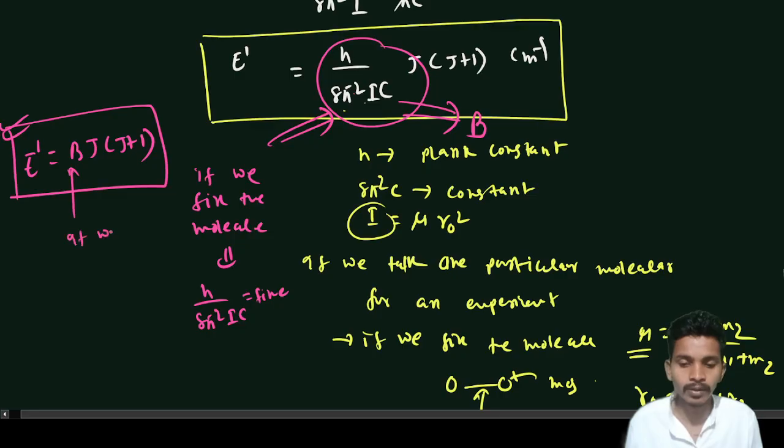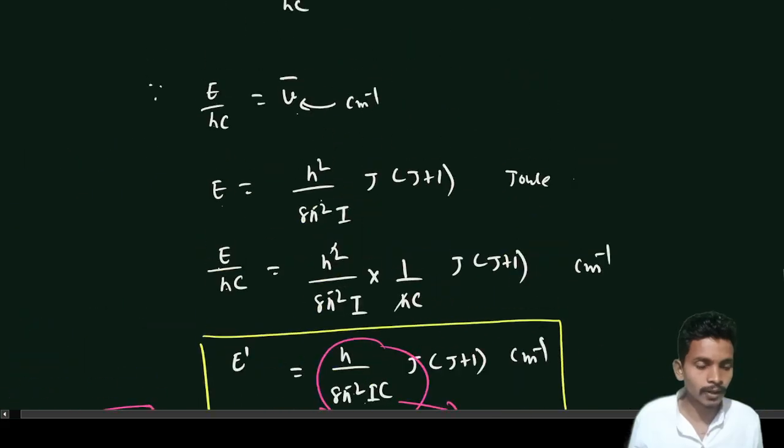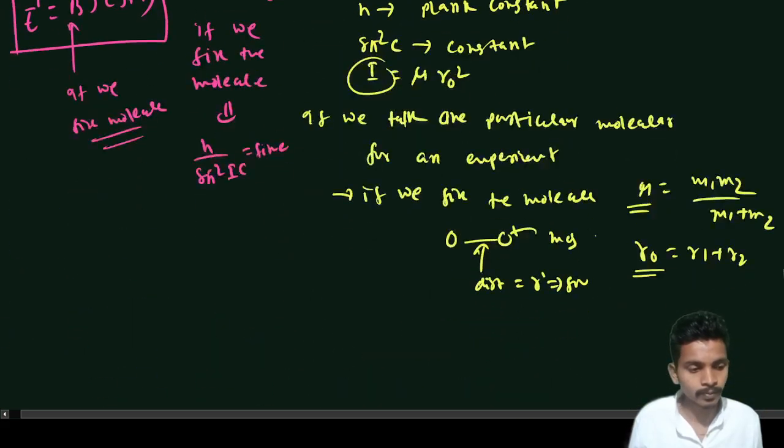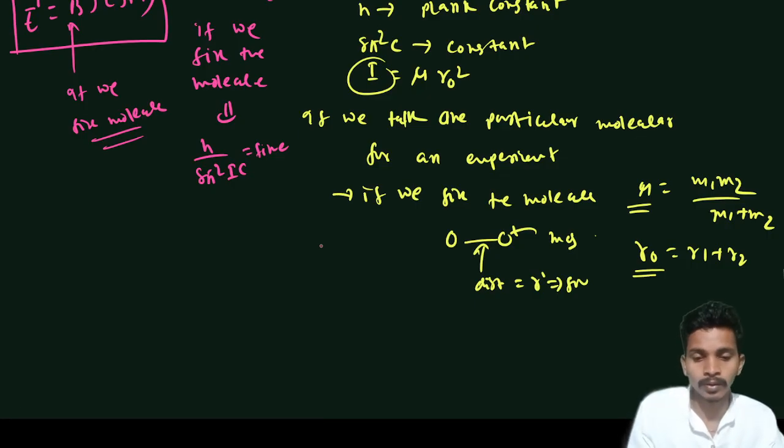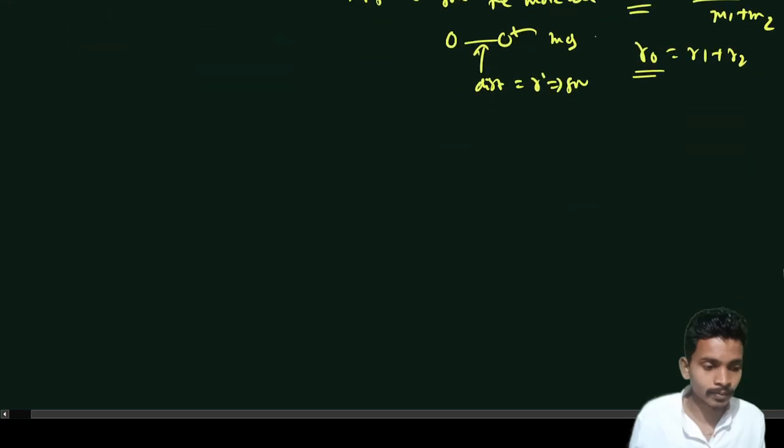So if we fix the molecule, generally in experiments, whenever we do this, we fix one molecule. First we observe all the energy levels for that molecule. Only next will we shift to another molecule. So for that particular molecule, this B is fixed for the whole experiment, so the energy levels are fixed.